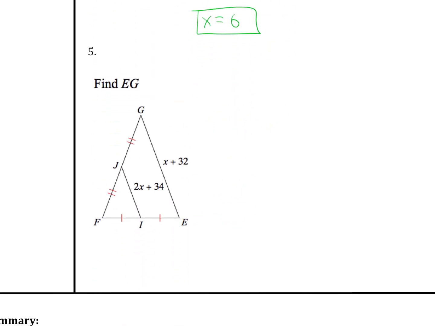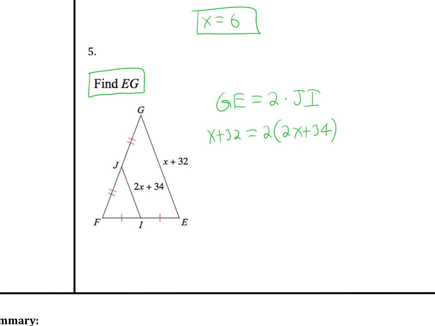Okay, last example. What are we finding here? We're looking for EG, so you've got to keep that in mind. We're not looking for x. We're going to have to solve for x, but then we're going to need to go one step further. Okay, what's the setup here? Which one's the third side here? GE is the third side. That's going to be double the midsegment, which is JI. So GE, x plus 32, equals double JI, which is 2x plus 34. Okay, now we can solve from here.